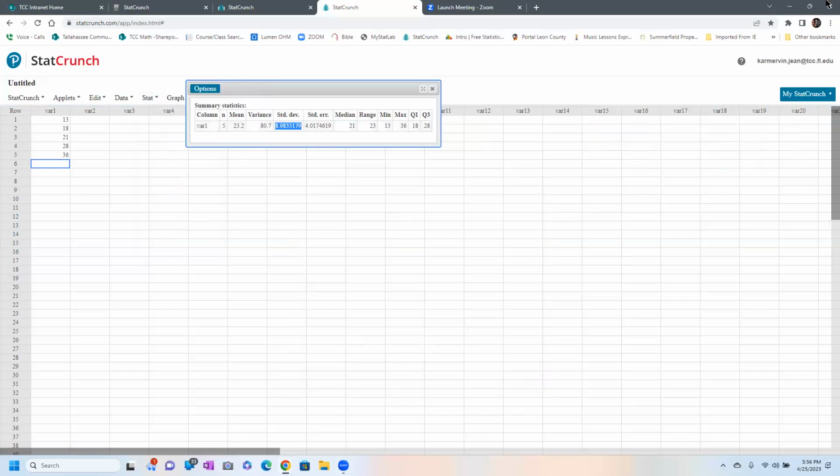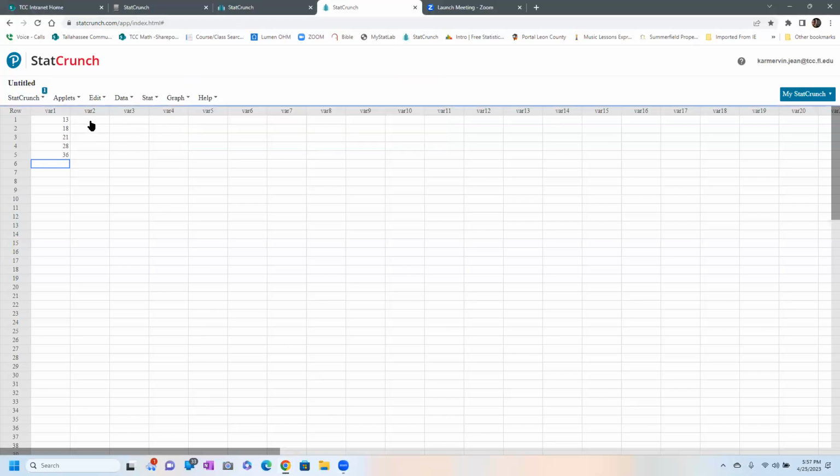Can you guys see it? I lost my text. Can you guys see the answer? Okay. The best thing with StatCrunch is that I can do all of that at the same time. So that was just one way. So what I'll do with StatCrunch is put everything together.